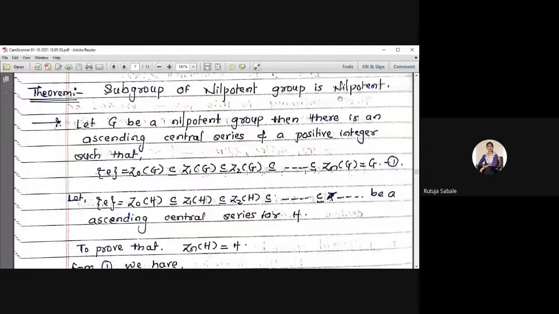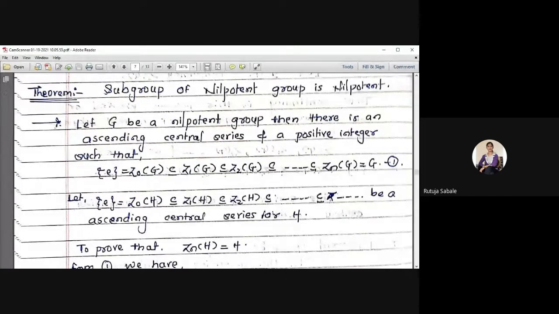Nilpotent group is nilpotent. Okay, let's see the proof. Let G be a nilpotent group. Then there is an ascending central series and a positive integer n such that singleton E is equal to Z naught of G, which is contained in Z1 of G, which is contained in Z2 of G, and so on, up to Zn of G, which is equal to G. Okay, this is the definition of ascending central series.